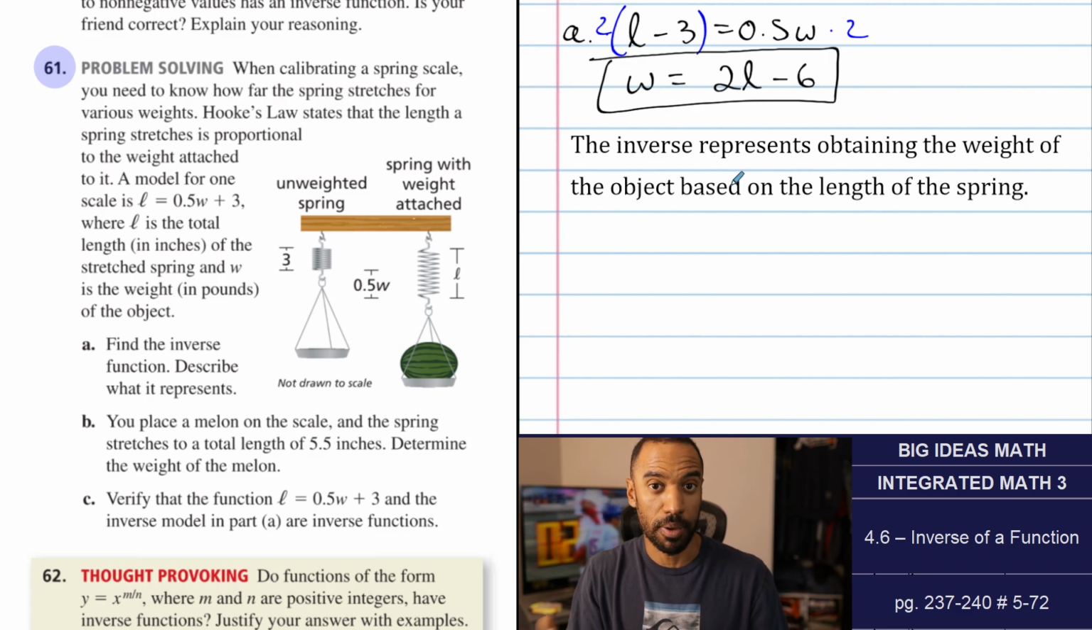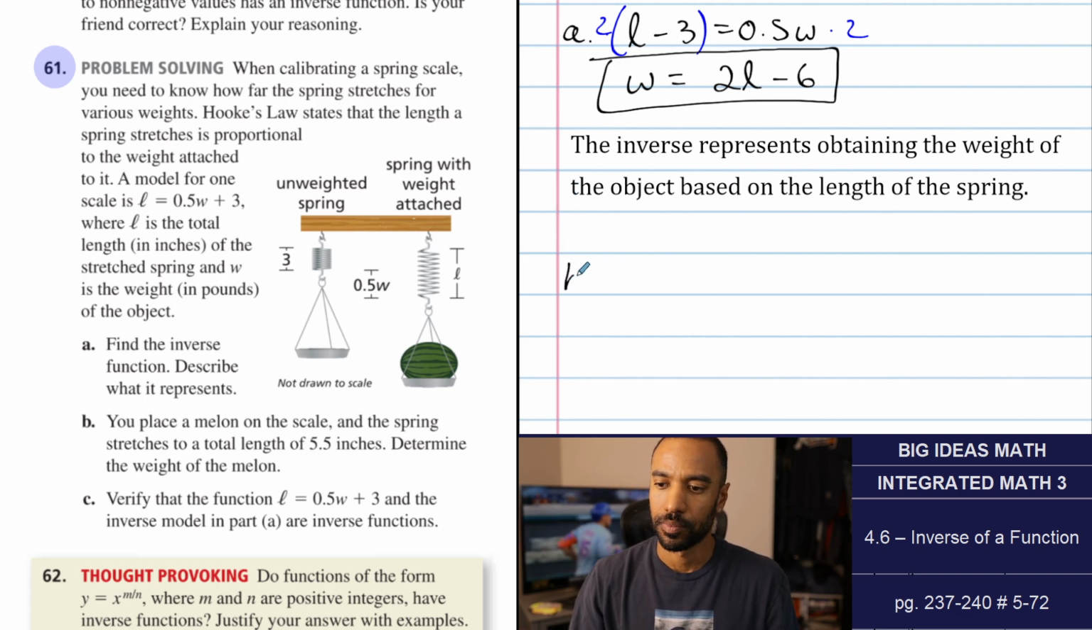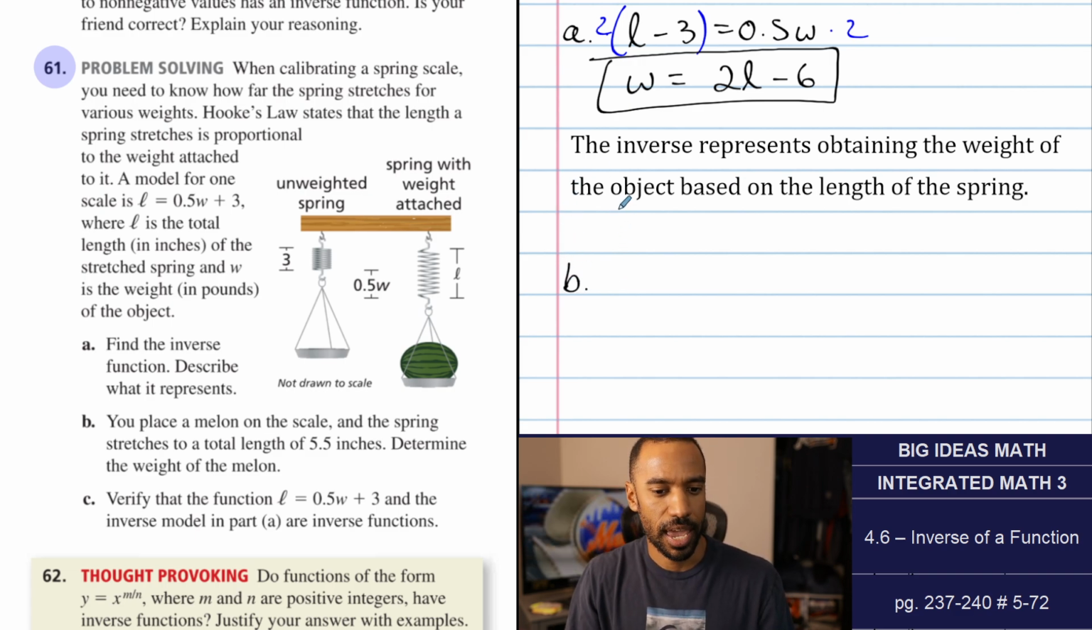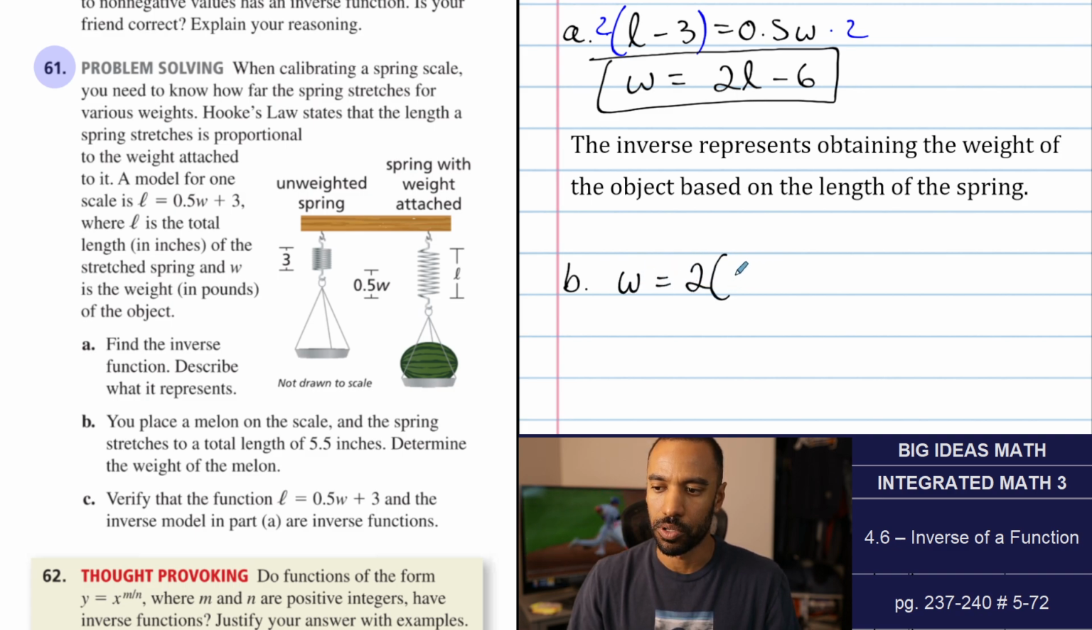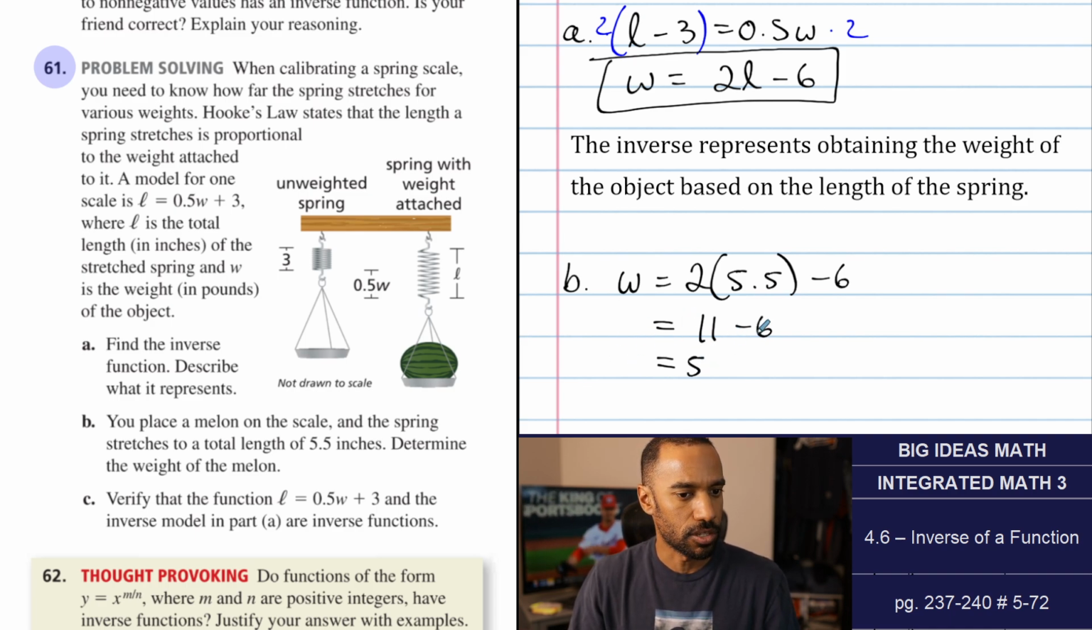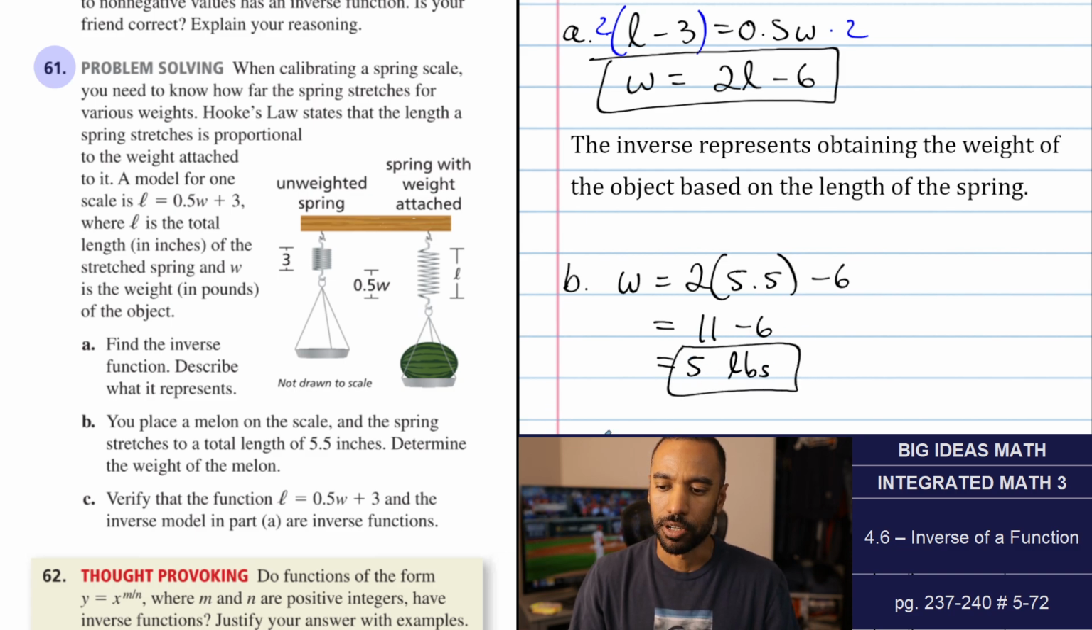Now weight is the dependent variable. Part B. You place a melon on the scale and the spring stretches to a total length of 5.5 inches. Determine the weight of the melon. So now we should use our weight equation, W equals, and we'll substitute 5.5 for length. 2 times 5.5 is 11, and 11 minus 6 is 5. So the weight of the melon is 5 pounds.